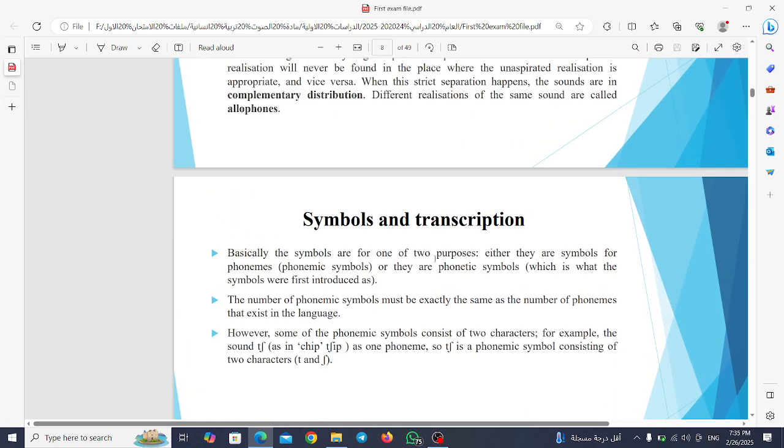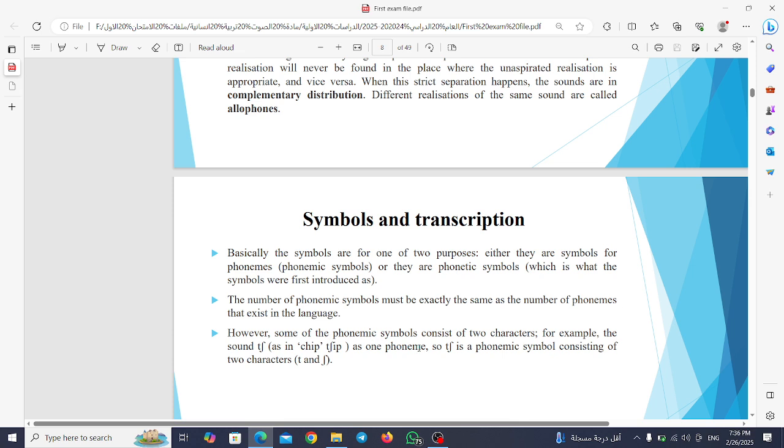Now, symbols and transcription. Basically, symbols serve one of two purposes. Either they are symbols for phonemes, phonemic symbols, or they are phonetic symbols, which is what the symbols were first introduced as. With phonetic symbols, as we said earlier, we are concerned with production and classification. With phonemes, these are the meaningful units of sound, where changing one would change the meaning. The number of phonemic symbols must be exactly the same as the number of phonemes that exist in the language.